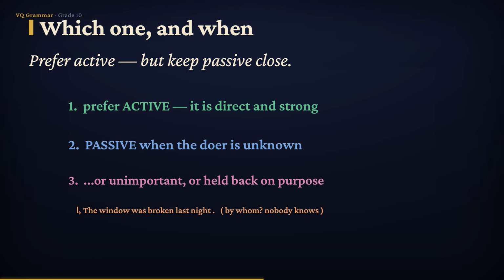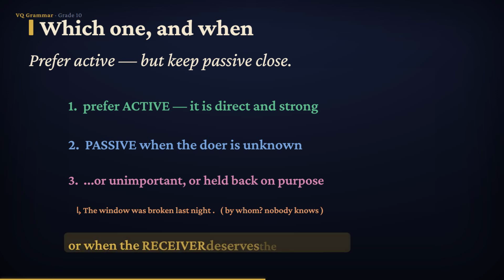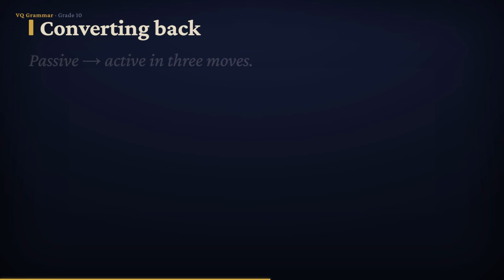And there is one last reason. Use the passive when the receiver deserves the spotlight, when the thing acted upon is the real news of the sentence. Let's practice the trip in the other direction, from passive back to active, in 3 quick moves.